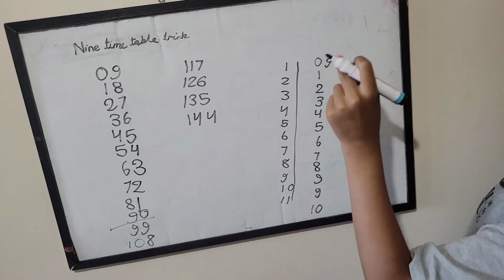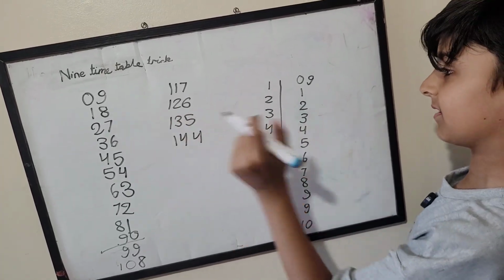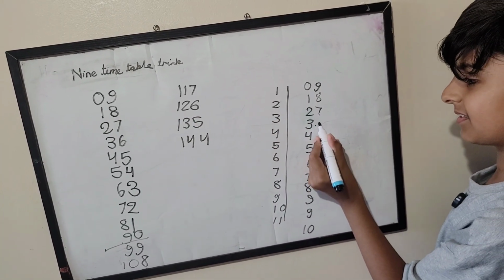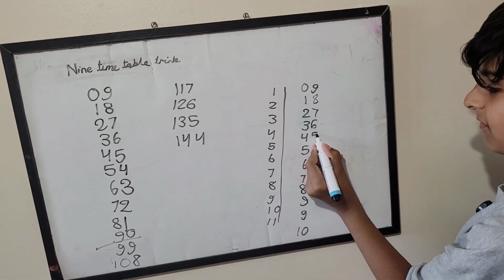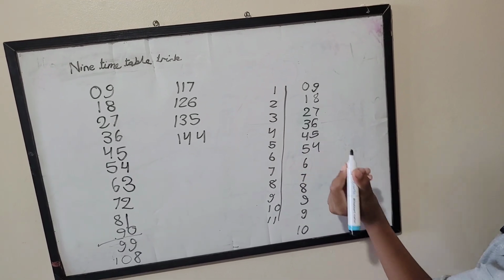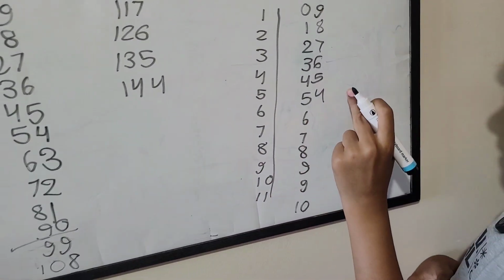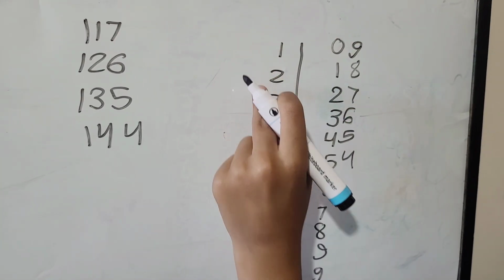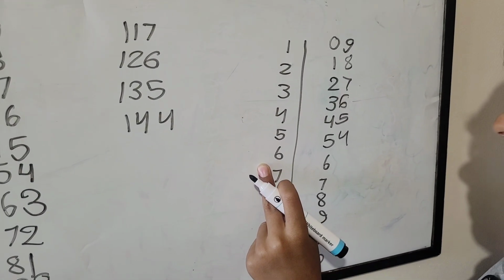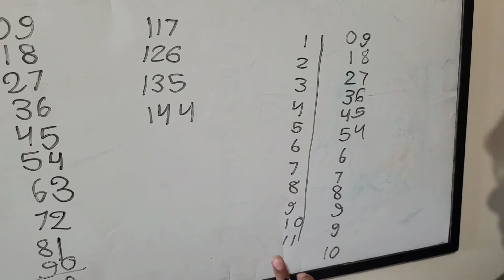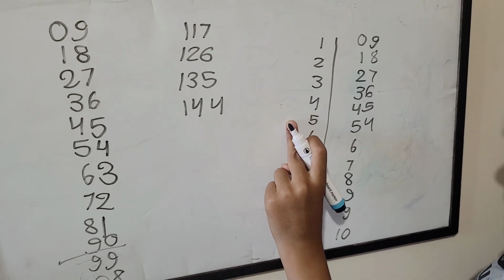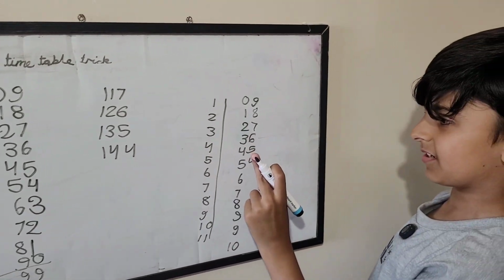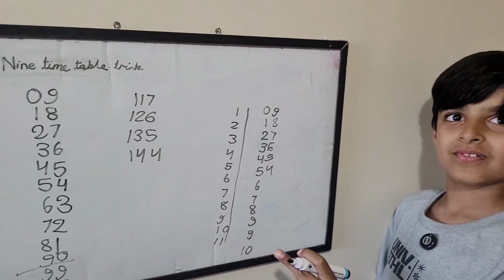One times 9 is 9. 2 times 9 is 18. 3 times 9, 27. 4 times 9, 36. 5 times 9, 45. 6 times 9, 54. Now look, 45 and 54. You're using these, but then first you go down. So you're just going up. And then you're using the same numbers like one of these ones, above 45.